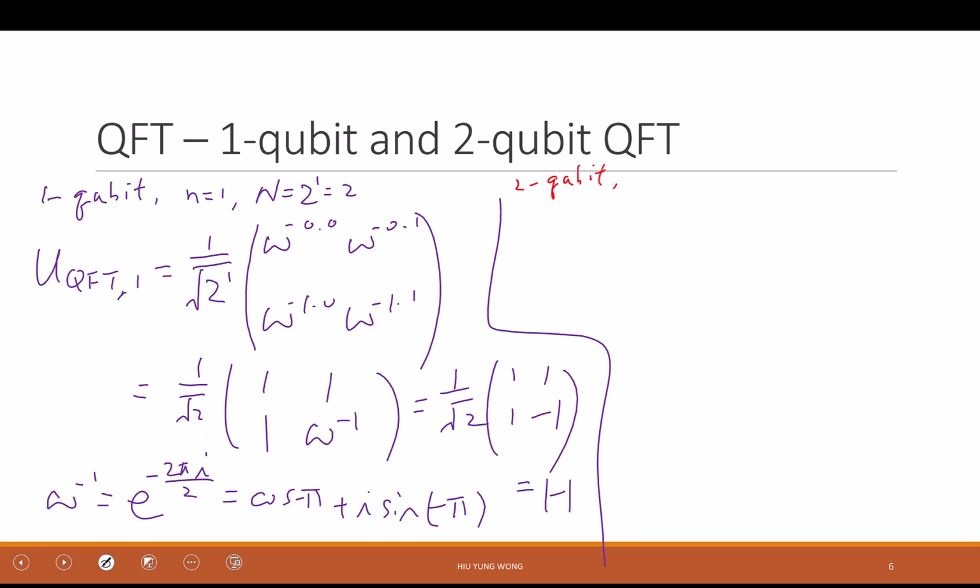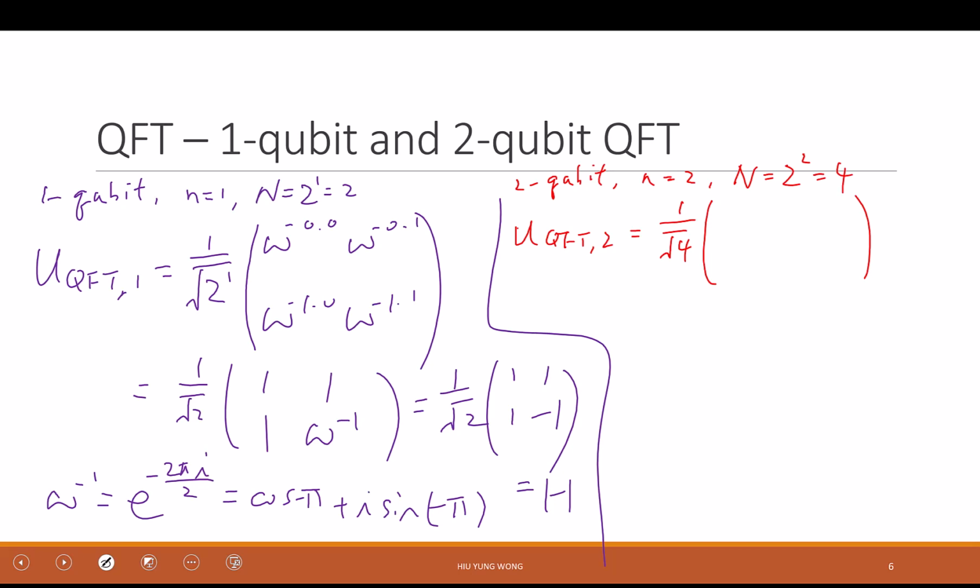First of all, what is lowercase n? 2. What is capital N? 2 to the power 2 equal to 4, right? So what is the size of the matrix? 4 by 4. So I will expect QFT 2 qubit equals 1 over square root 4, 2 to the power 2. Then I have how many elements? 4 by 4.